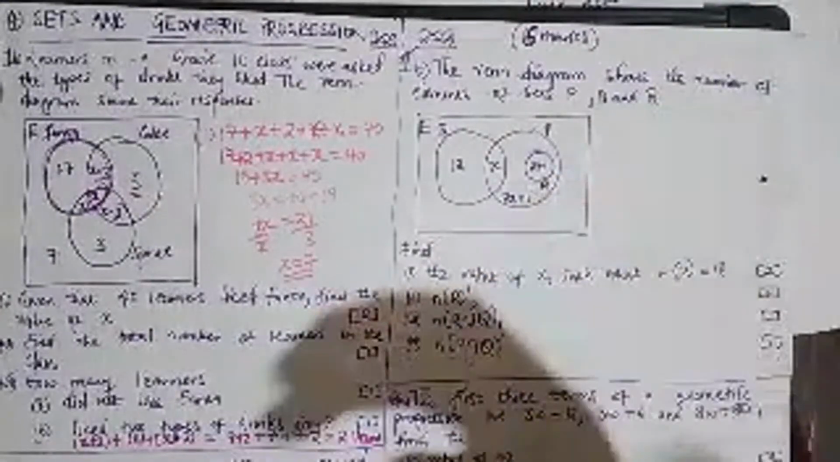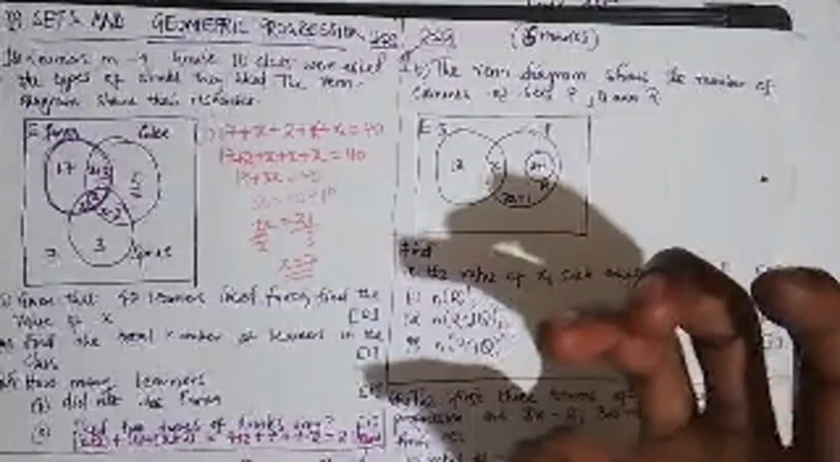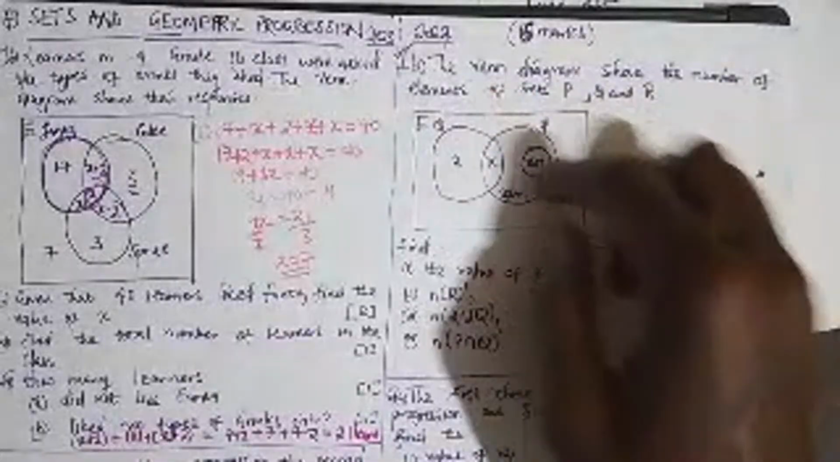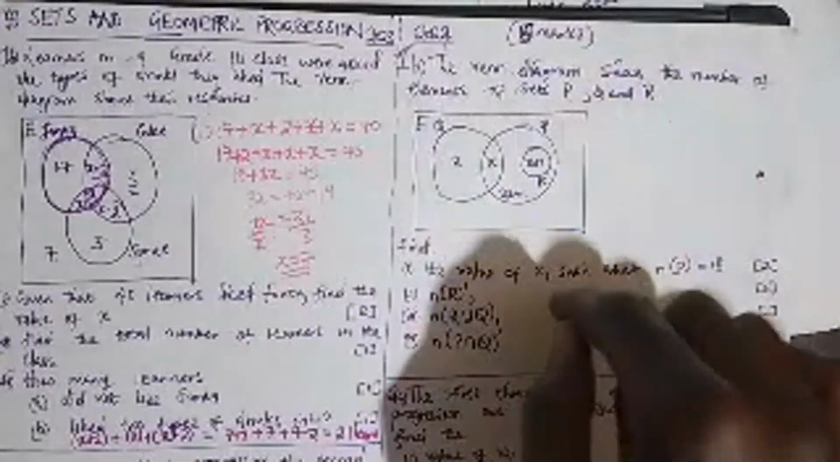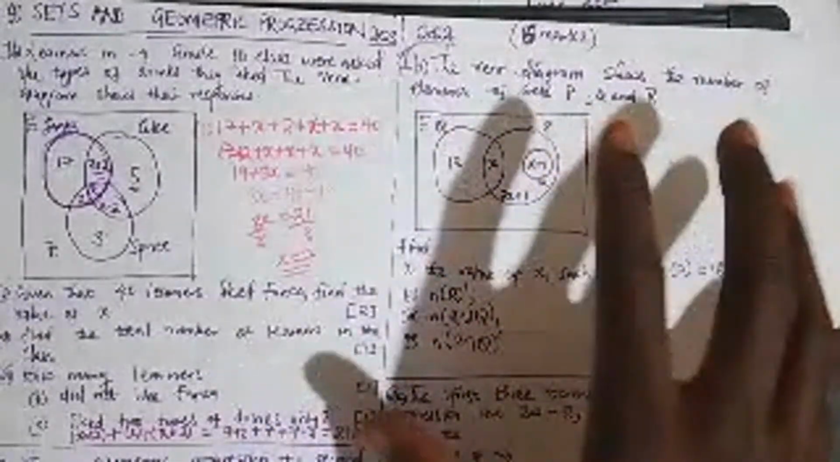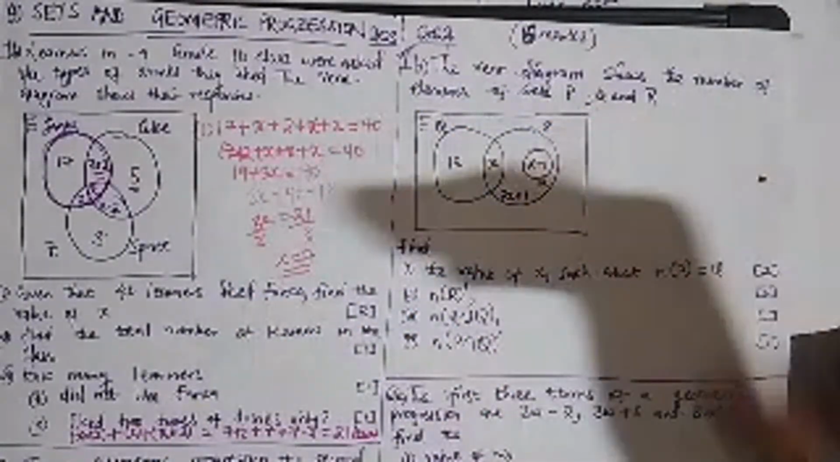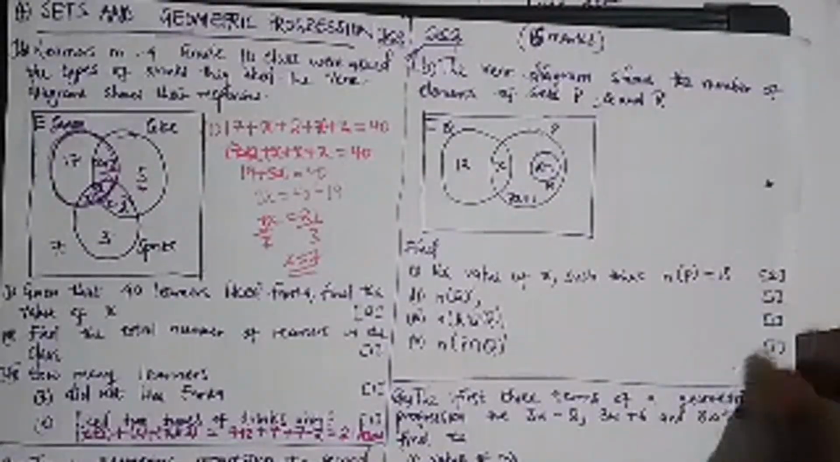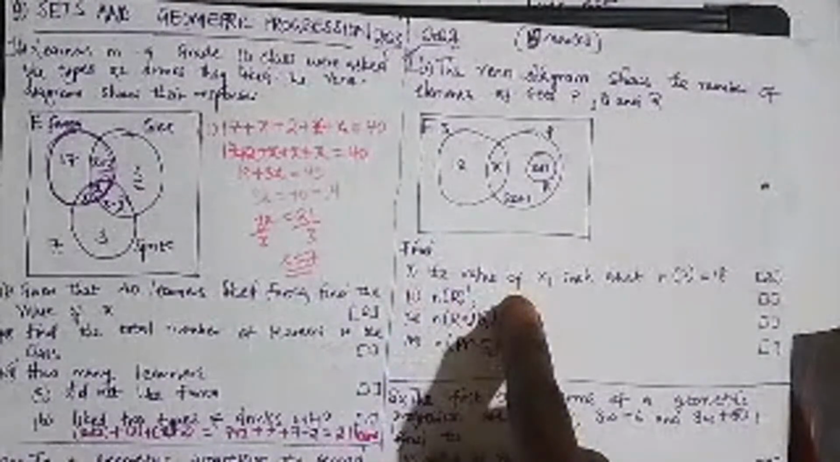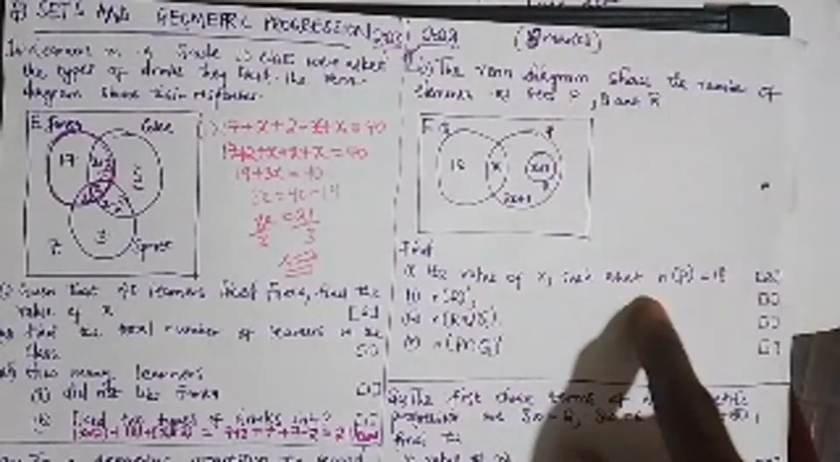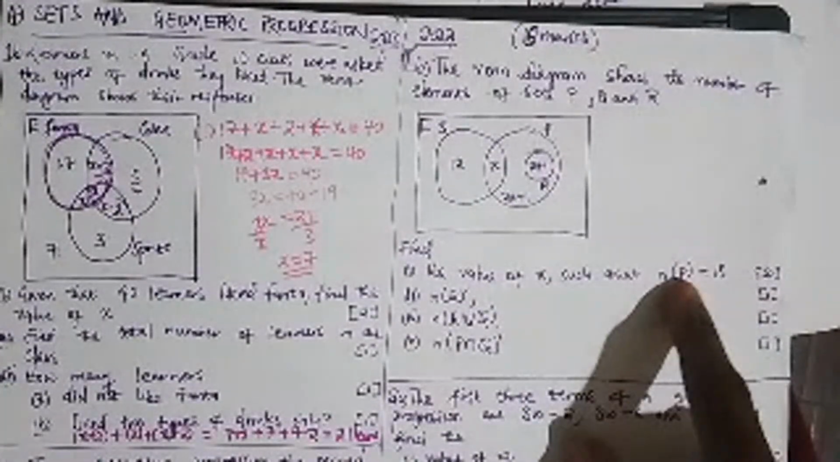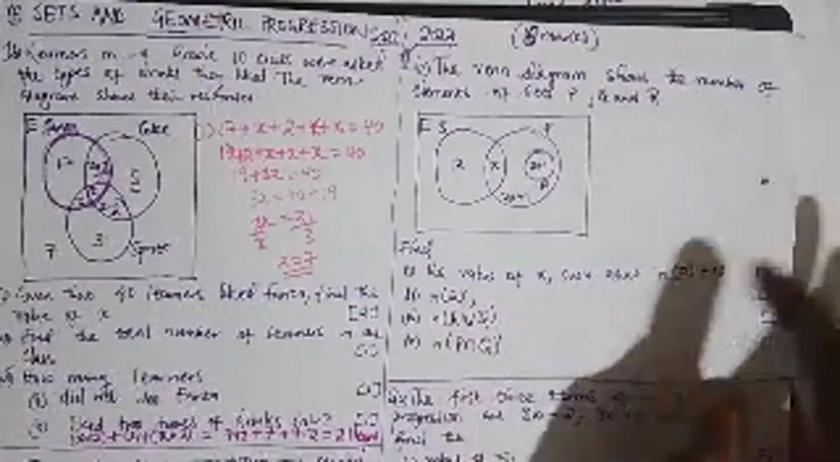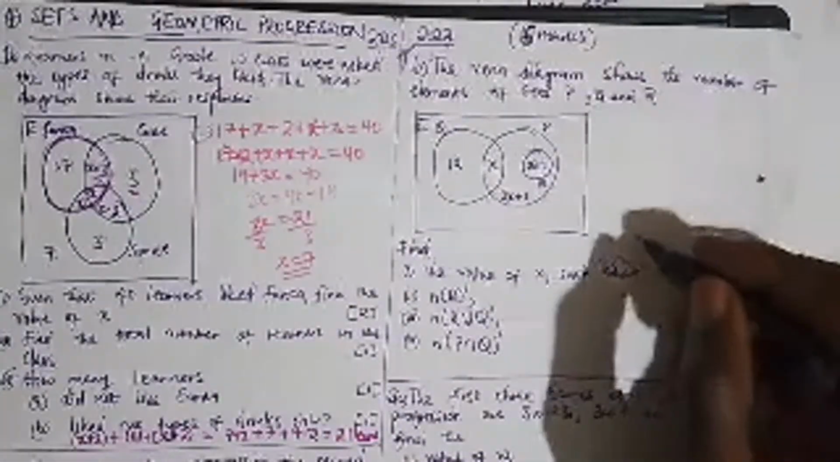So this question is what is known as a subset. This set has another set inside it. That is what is known as a subset, a set within a set. Yeah. So the first question is saying, find the value of x such that the number in P is equal to 18. So this means what?